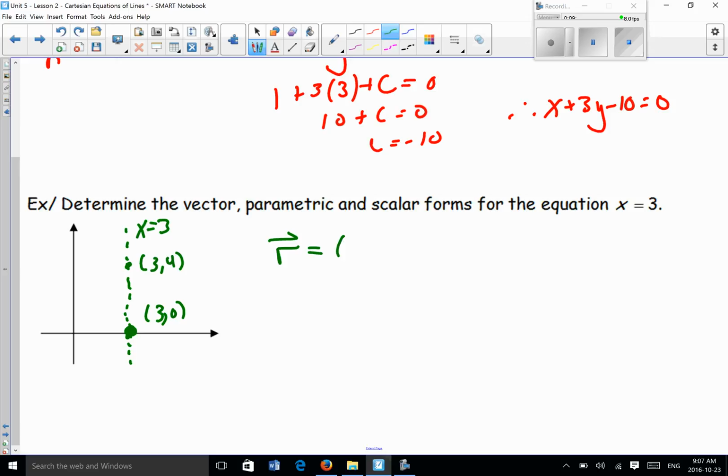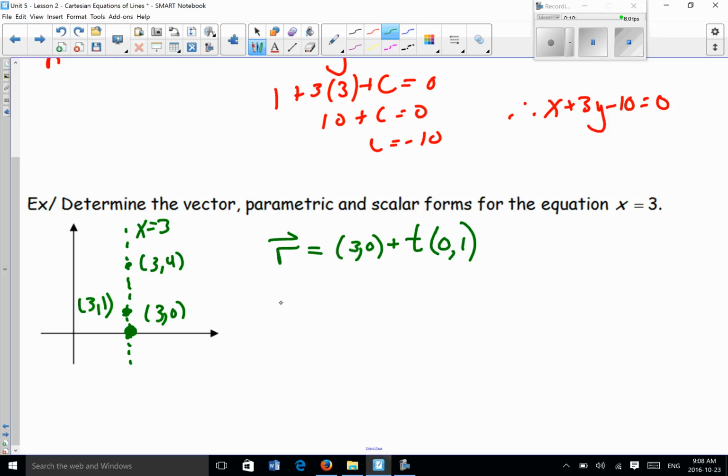The easiest one to pick would be 3, 0 plus t. And what direction is this going? Well, my x direction is never changing. It's 0. My y direction, I can pick any number I want to. I can go up by 1s, I can go up by 2s, I can go up by 3s. 1s would be the easiest. If that doesn't quite make sense, think about the next point would be 3, 1, right? So if I went from 3, 0 to 3, 1, your direction is 0, 1. It's kind of a special case because it's a vertical line. Same thing is true with horizontal lines.